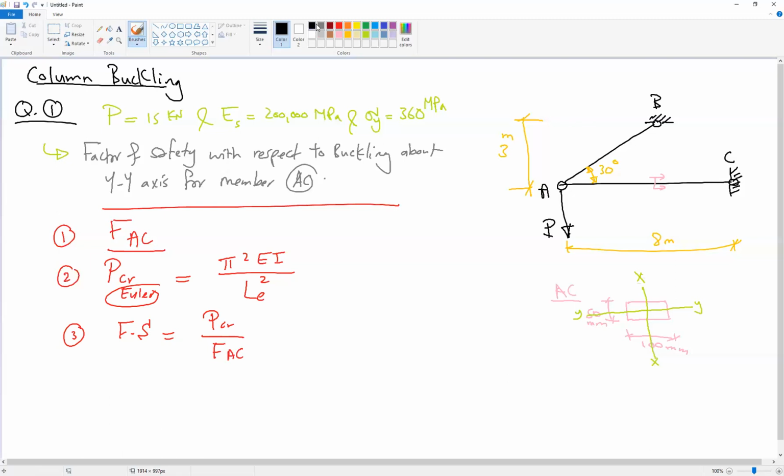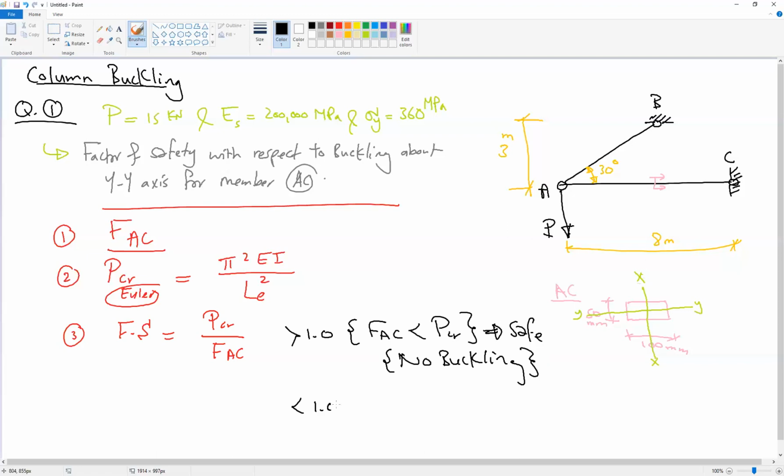And we have two cases. If the factor of safety is greater than 1, this means that the force in the member is less than the critical load. This means that if FAC is less than P critical, the member is safe, or we can say that no buckling will happen in this member. But if we find that the factor of safety is less than 1, this means that FAC is greater than the critical load, and the member is unsafe because it will buckle, or the buckling will occur.